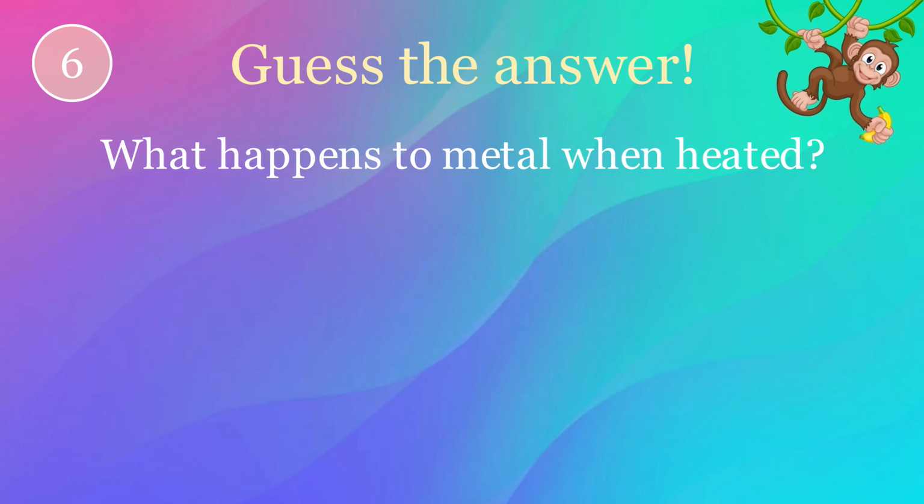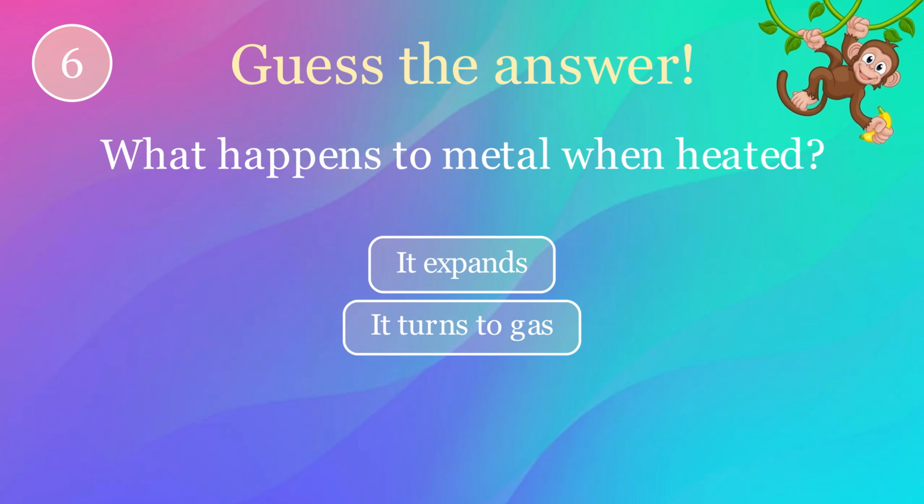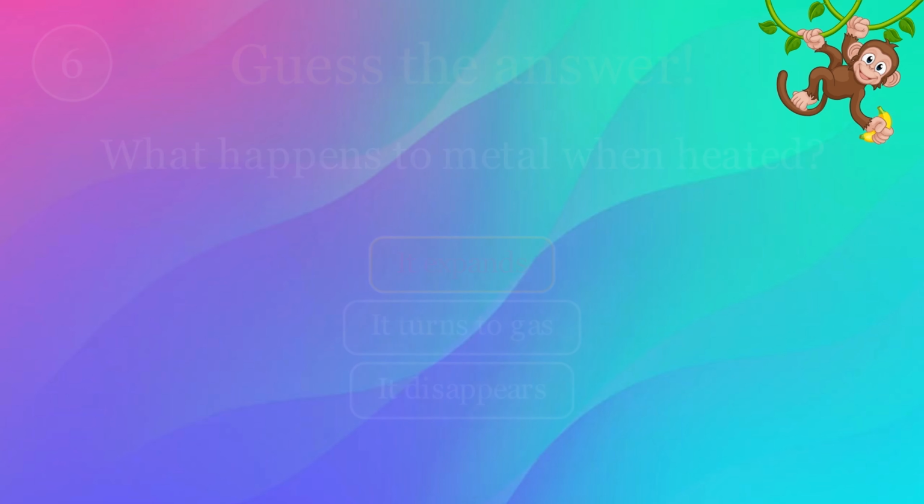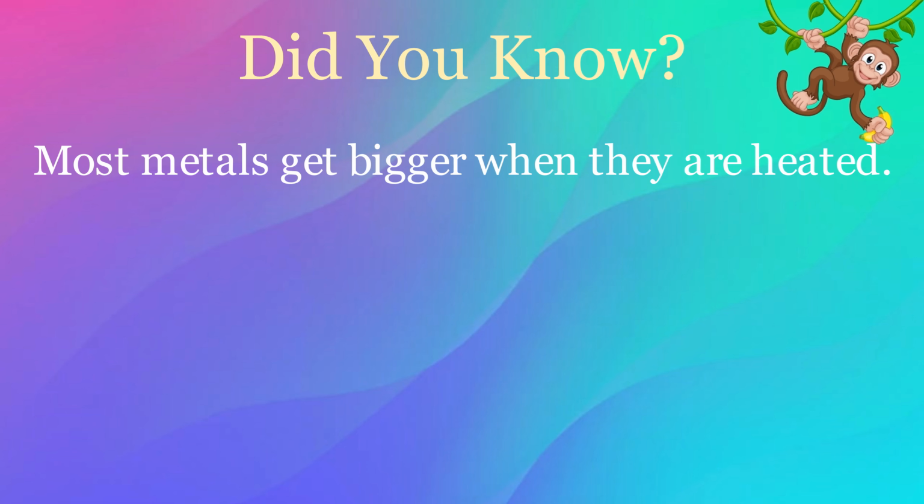What happens to metal when heated? It expands. It turns to gas. It disappears. The correct answer is, it expands. Here's an interesting fact. Most metals get bigger when they are heated.